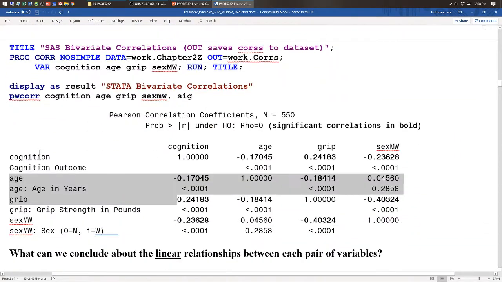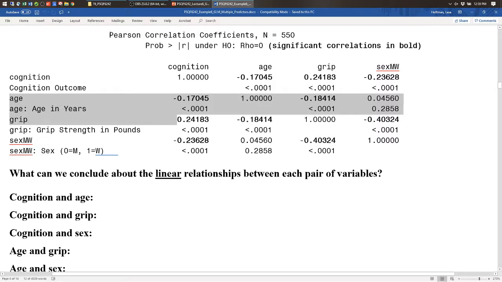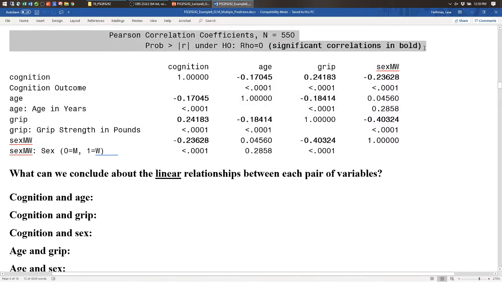Okay, so here's my correlation matrix. You've seen one of these before, right? We're not talking about pleases and fits anymore. That was my preschool example. This is my old people example. So let's decompose this heading right here, a little vocabulary review. This is a Pearson correlation, which means we're tracking a linear relationship between two quantitative variables for n equals 550.